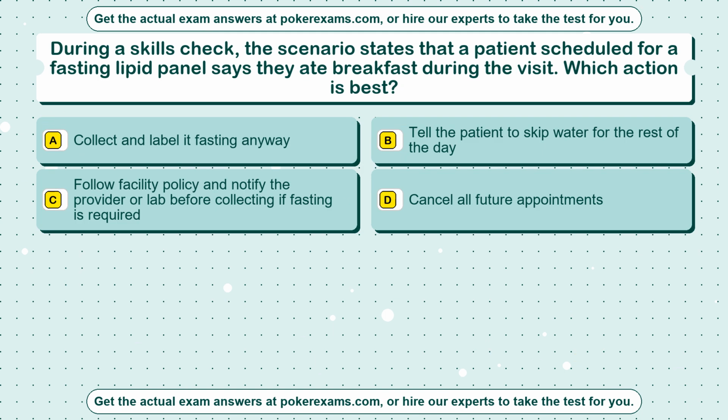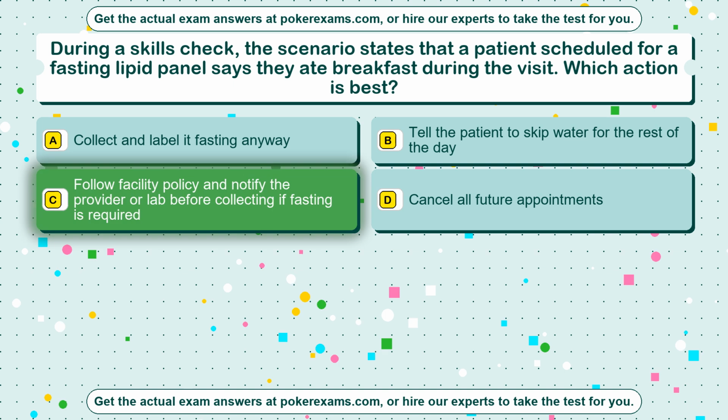Question 26. During a skills check, the scenario states that a patient scheduled for a fasting lipid panel says they ate breakfast during the visit. Which action is best? Option A, collect and label it fasting anyway. Option B, tell the patient to skip water for the rest of the day. Option C, follow facility policy and notify the provider or lab before collecting if fasting is required. Option D, cancel all future appointments.